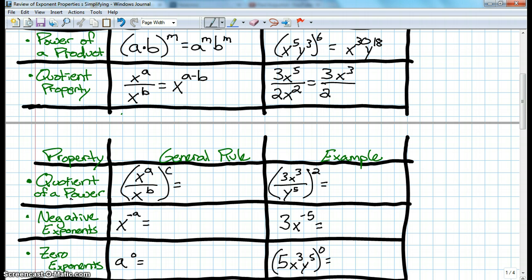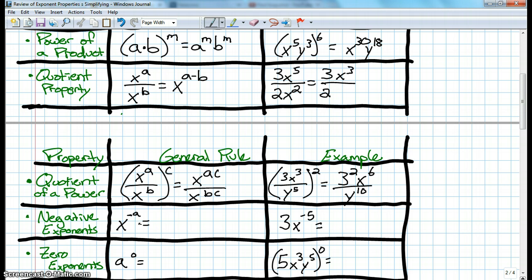The next one's called quotient of a power, which says (x^a / x^b)^c. Well, that just tells us that everything is raised to that power. It becomes x^(ac) all over x^(bc). And with this example here, it becomes 3 squared x to the 6th all over y to the 10th. Remember, always pause this if you need some extra time to write these examples down.